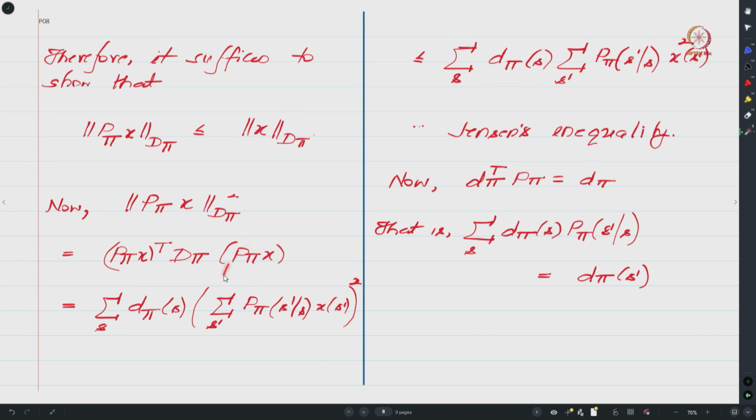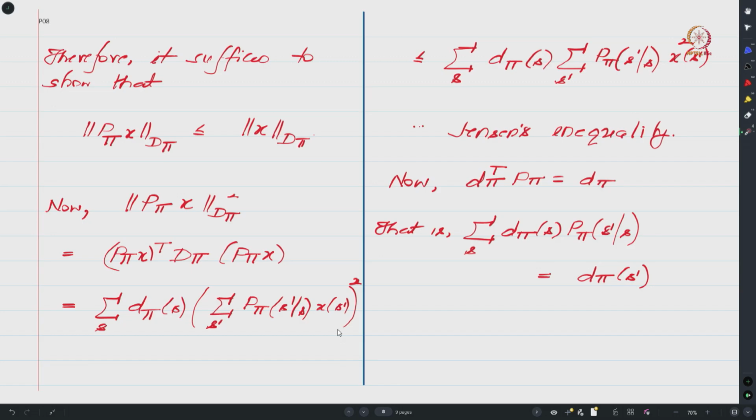the s-th term over here, and the s-th term over here is basically you take the sum over s prime of P_pi of s prime given s times x of s prime, right, and you look at the square of this expression over here. So one can see that this square is actually this thing.